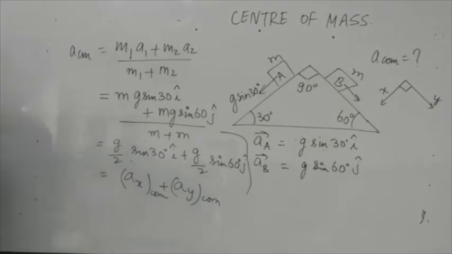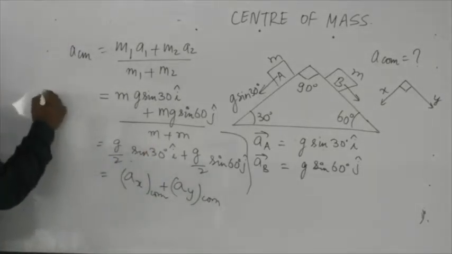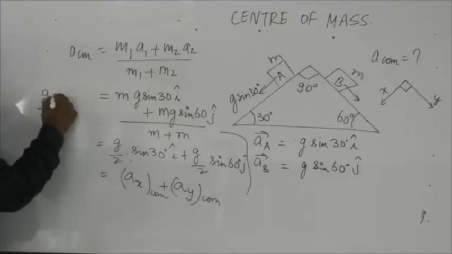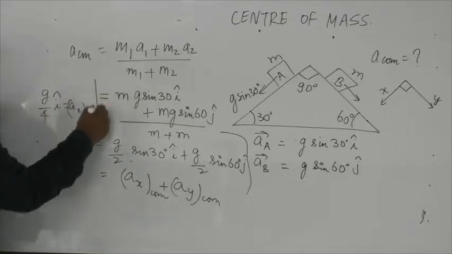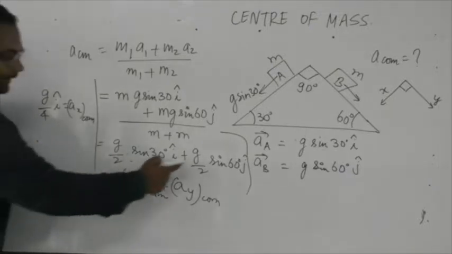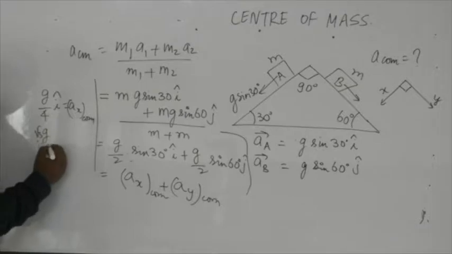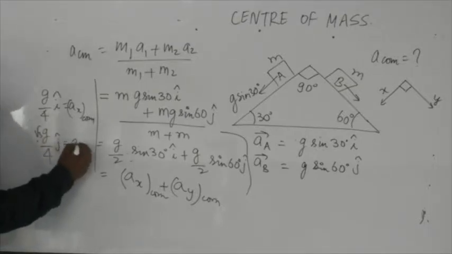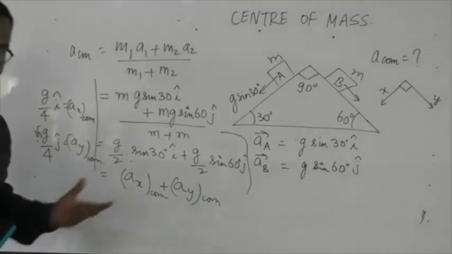Okay, similarly, sine 30 is 1 by 2, so g by 4 i cap is a x of center of mass. Then g by 2 times root 3 by 2, so root 3 g by 4 j is a y of center of mass.